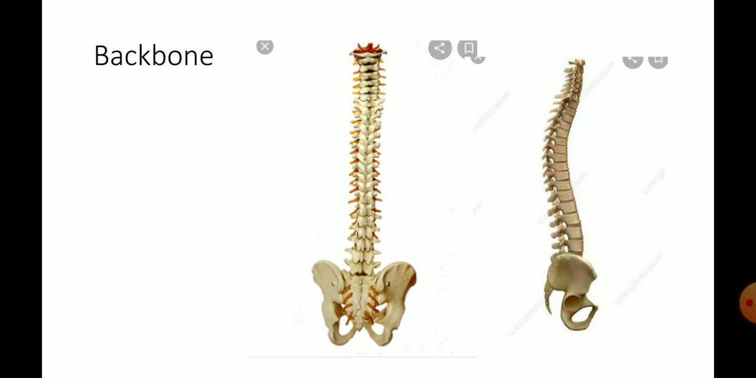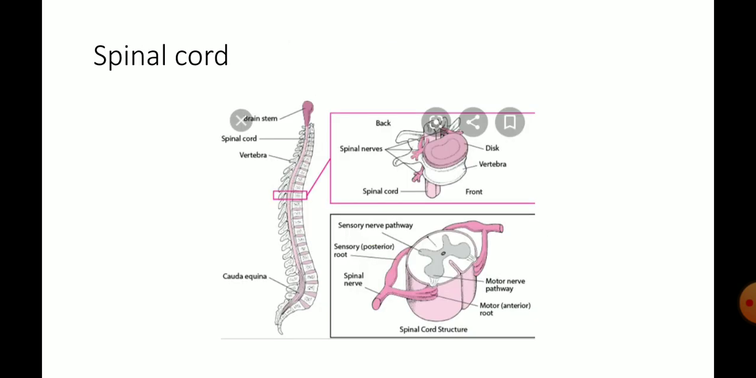It's made up of bones, muscles and tissues. It's also called the spinal column, vertebral column, like that. The backbone runs along our back and protects the spinal cord. The spinal cord is a bundle of nerves. It takes messages from the body to the brain and from the brain back to the body.